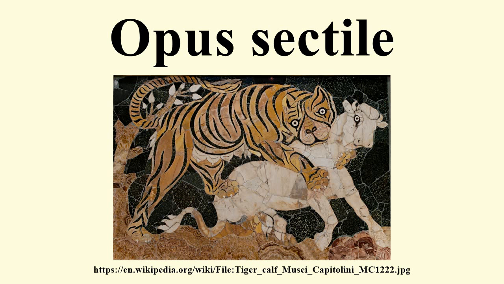Unlike tessellated mosaic techniques, where the placement of very small uniformly sized pieces forms a picture, opus sectile pieces are much larger and can be shaped to define large parts of the design.